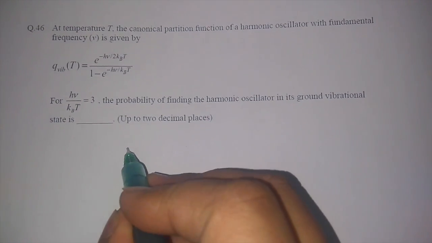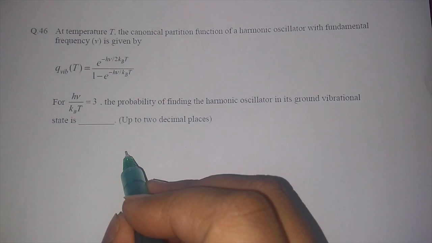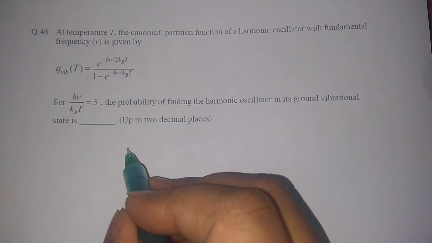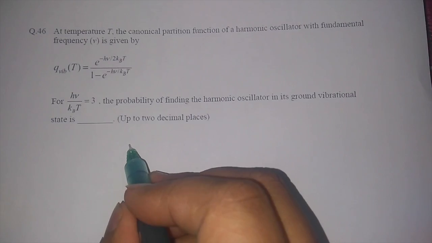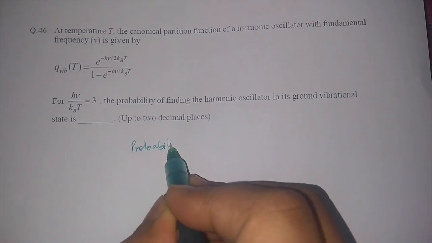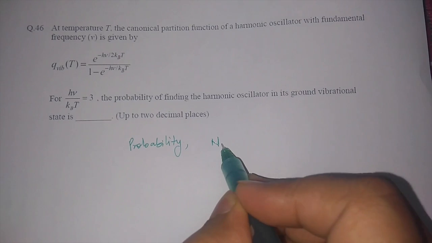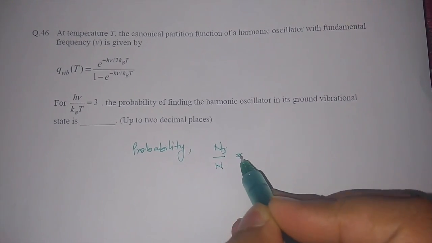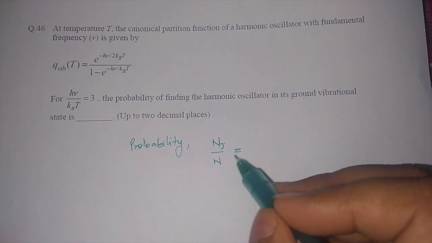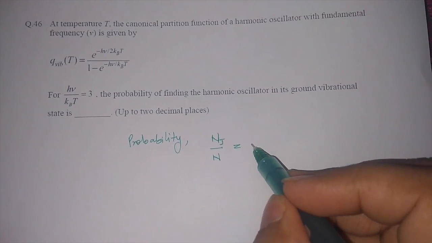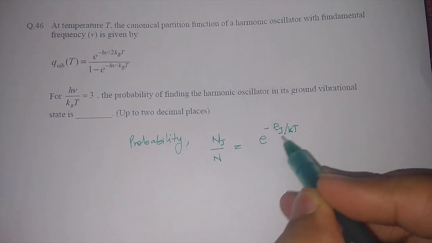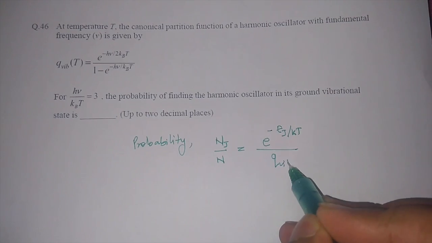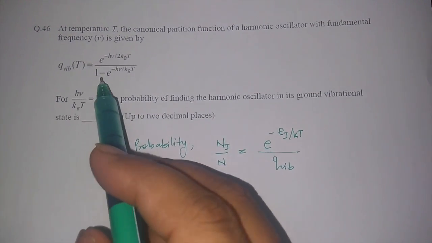Now first of all, these questions are asked from direct formulas. They are based on your direct formula, so you don't have to worry about that much. If you remember the formula, you can do this question very easily. So the formula for probability is given by Nj divided by N. Nj is the number of particles in the jth energy state, and that is given by e to the power minus Ej by kT divided by Q vibrational. Q vibrational is already given to you, right?